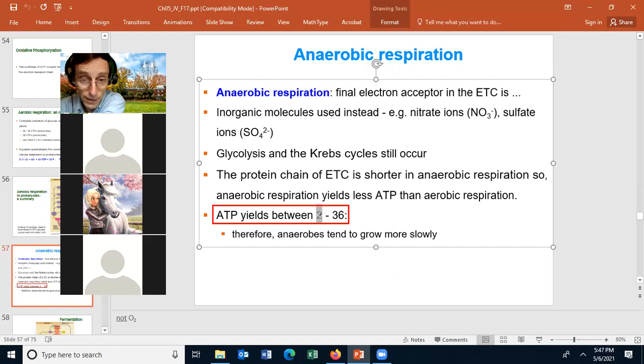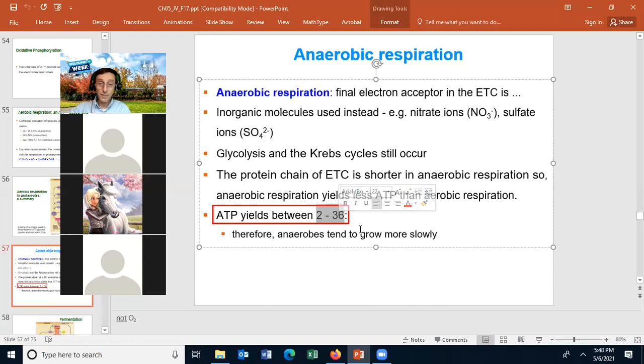Fermentation only generates 2, and I used to know which form gives 36. Let me see if I can remember that. I don't remember if that's a sulfate anaerobic respiration, or a nitrate. I don't remember. But you don't need to know that because there are different forms of anaerobic respiration, and we're not going to talk about them. And that's why the ATP yield can vary so much.